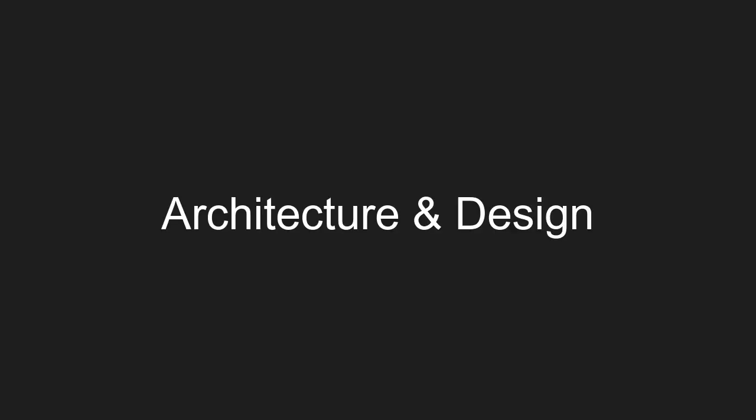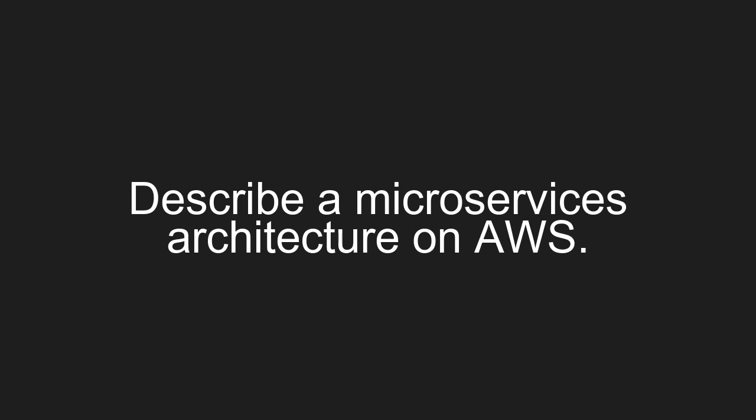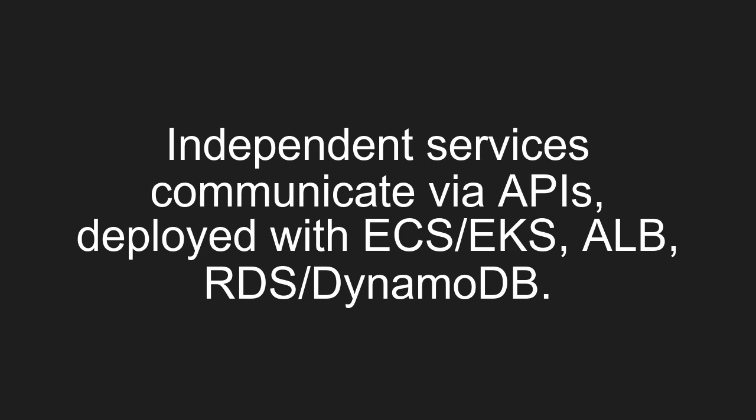Architecture and design. Describe a microservices architecture on AWS. Independent services communicate via APIs. Deployed with ECS, EKS, ALB, RDS, or DynamoDB.